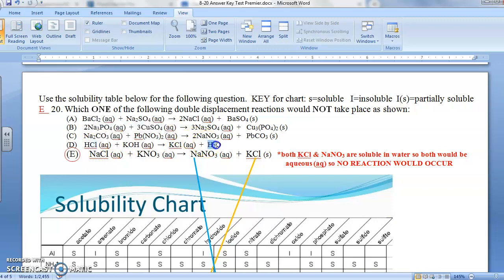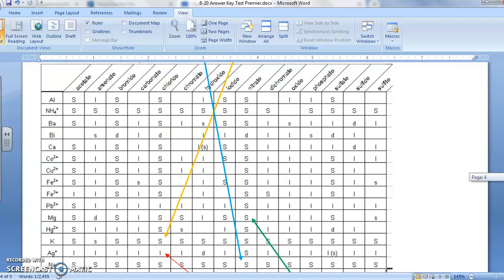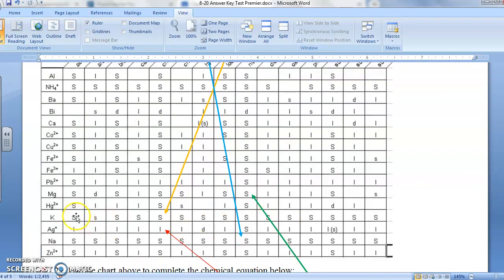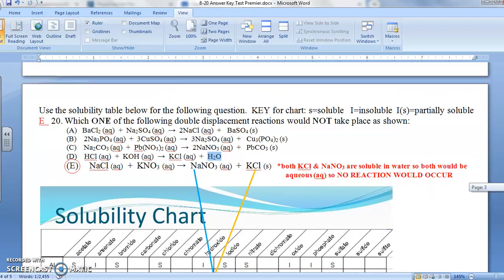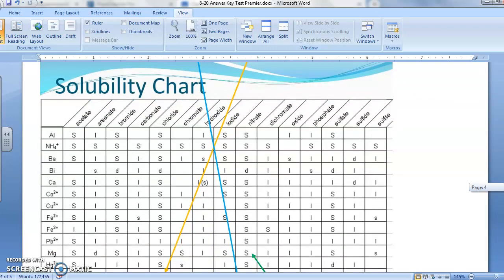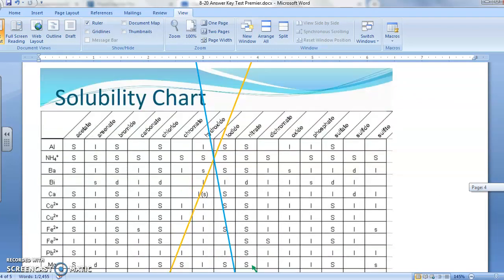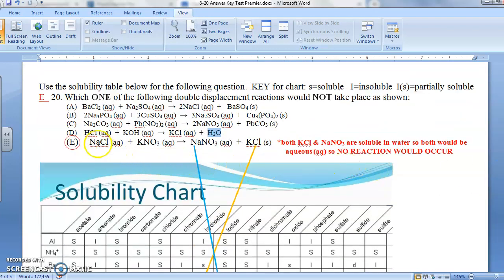Water's our product, which is one of the 3 driving forces. Solid precipitate is one of the driving forces. Water's the second driving force, and the formation of a gas is the third driving force. Is the potassium chloride in fact soluble? If you look across the potassium column, it is soluble with just about everything. So yes, that potassium hydroxide would be soluble, and potassium chloride would also be soluble. What is wrong with letter E?